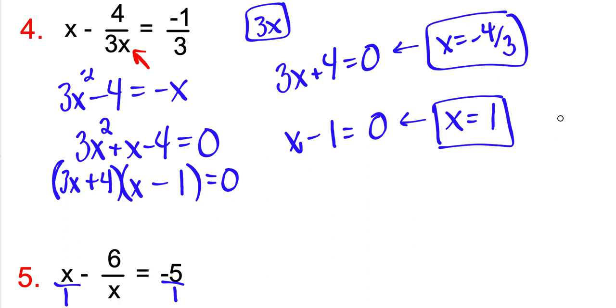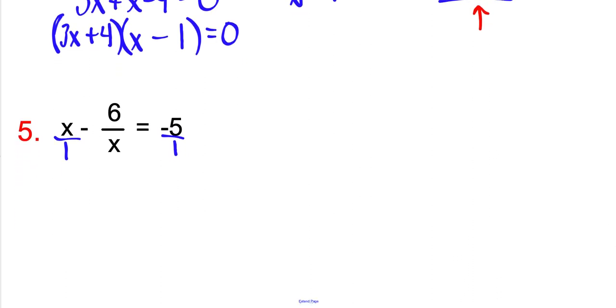If one of our answers over here turns out to be the domain restriction, then we're going to have no solution, or it's just not going to work. So the number you can't have here would be a 0. I can't put a 0 in for that x, because that would make the whole thing equal 0. So x cannot equal 0, which neither one of these is a 0, so we're good and we have our answers. Okay, so just keep that in mind. So let's check out the next one.